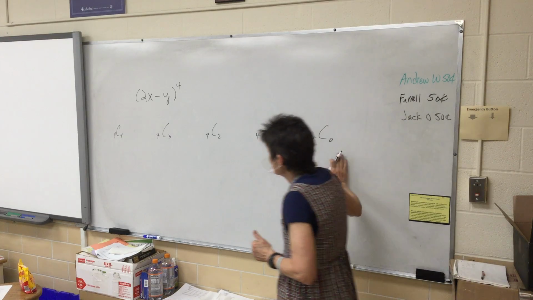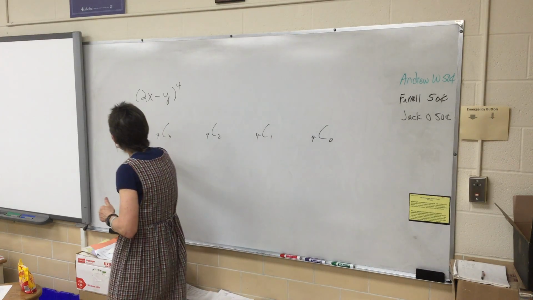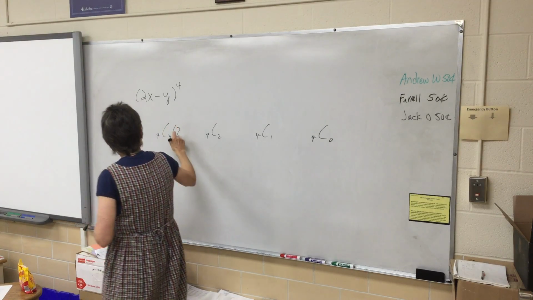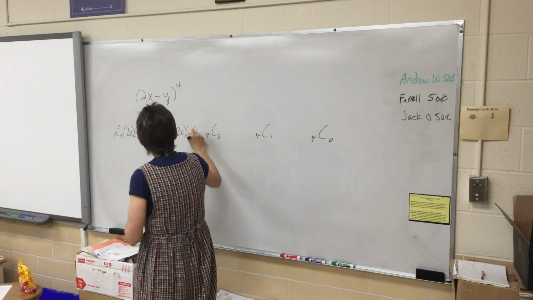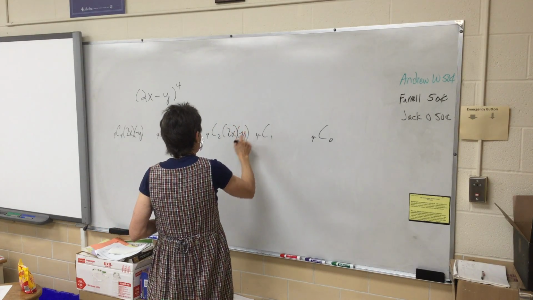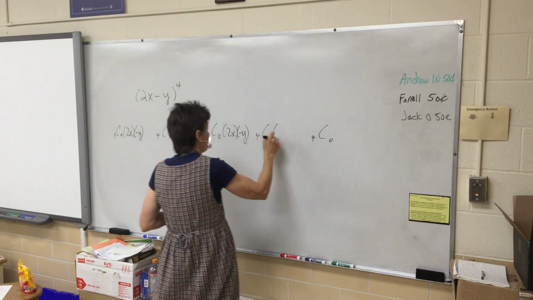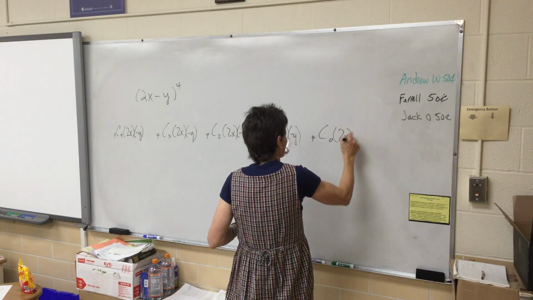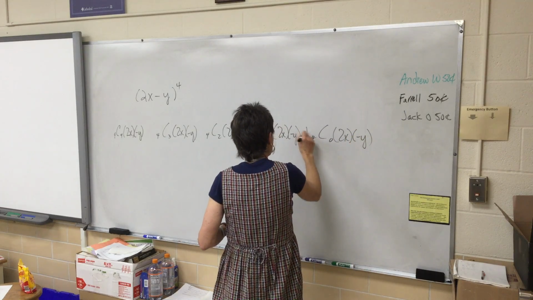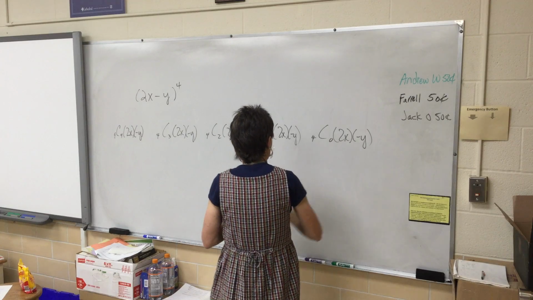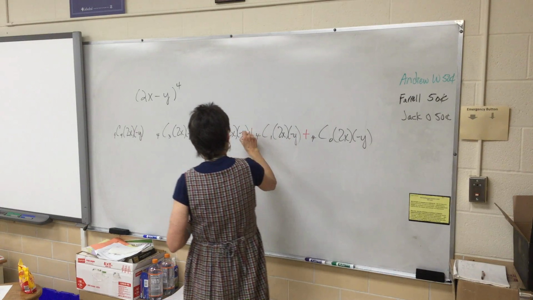Okay? And then next to each of those numbers, you're going to have a 2x and a negative y. Those are the two components of your binomial. 2x, negative y. And these are all separate terms. So maybe I'll use a different color to denote. These are all individual terms here.